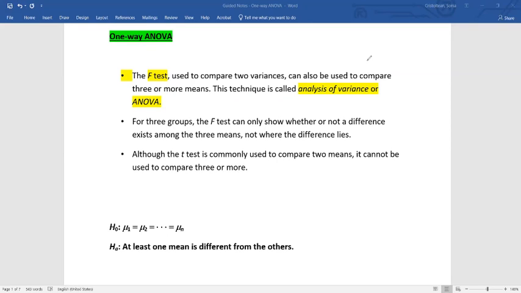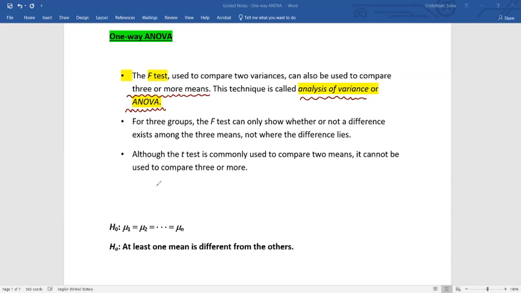Hello everyone. In this video, I will be talking about one-way ANOVA. The F-test used to compare two variances can also be used to compare three or more means, and this technique is called analysis of variance, or ANOVA. For three groups, the F-test can only show whether or not a difference exists among the three means, not where the difference lies. And of course, this can apply to more than three groups.